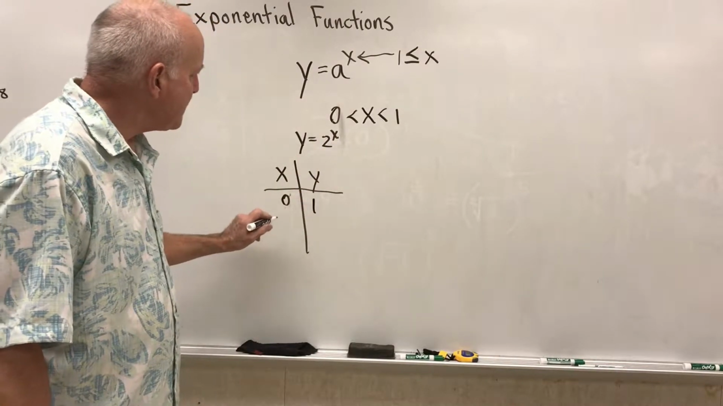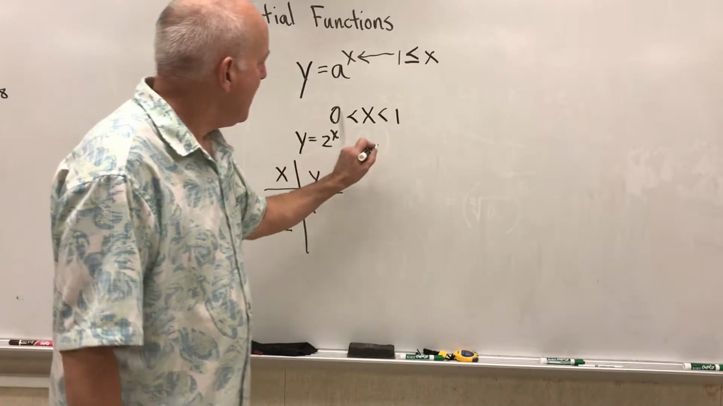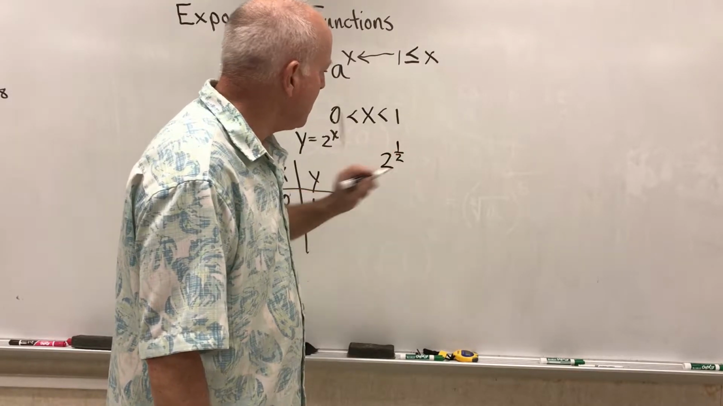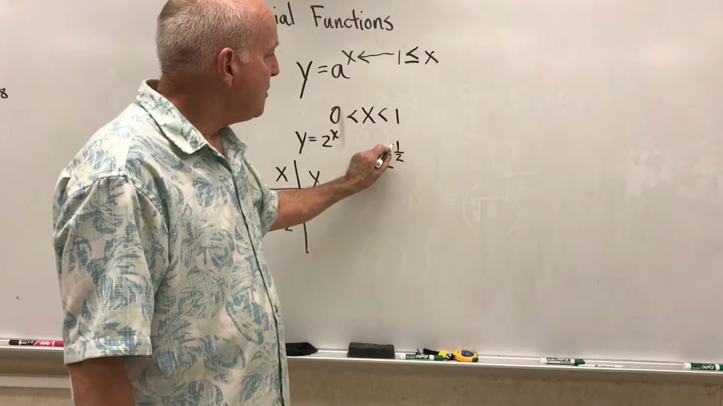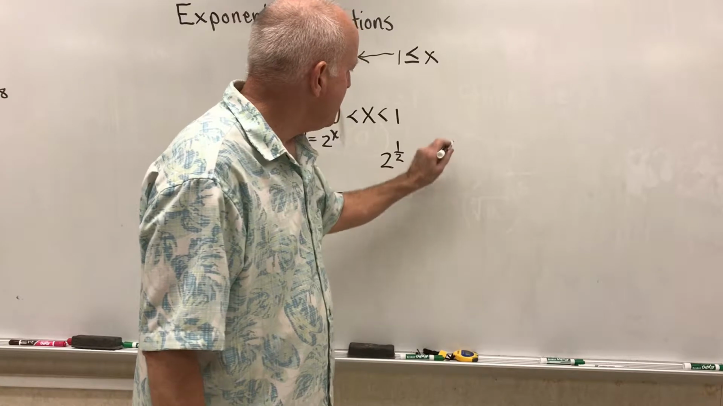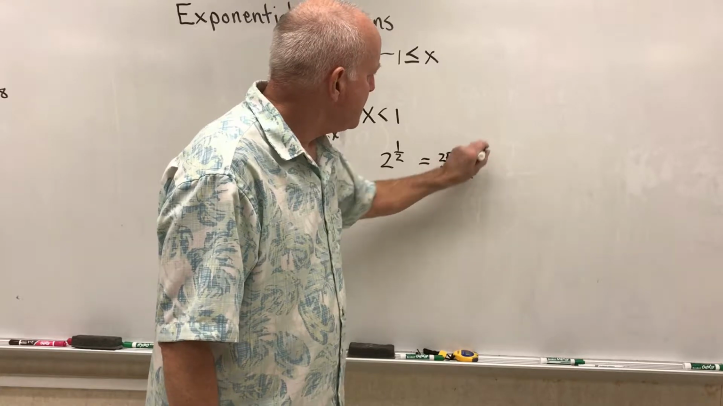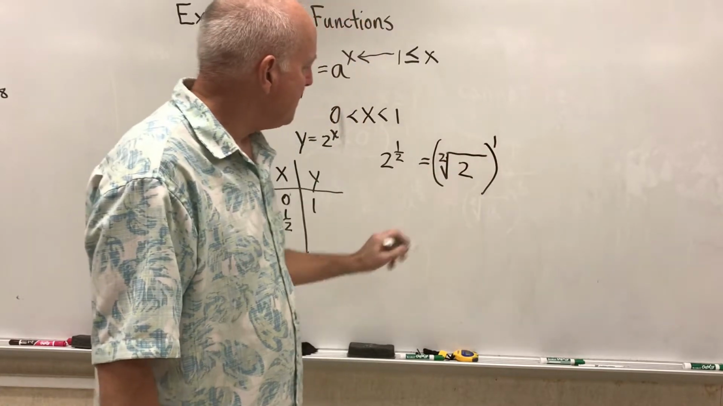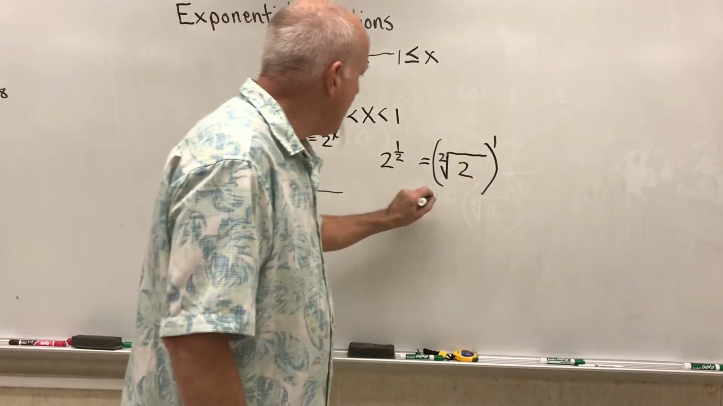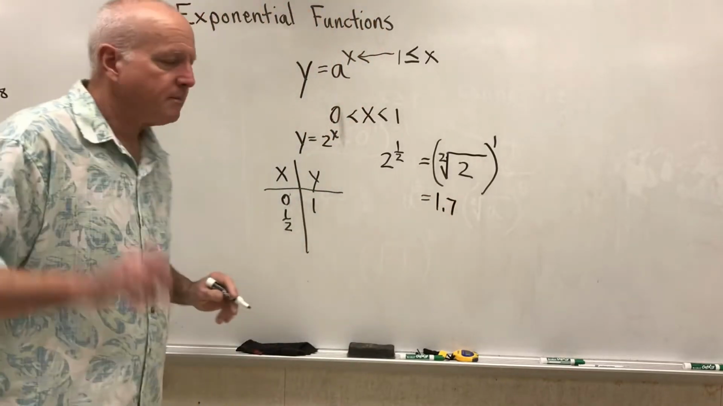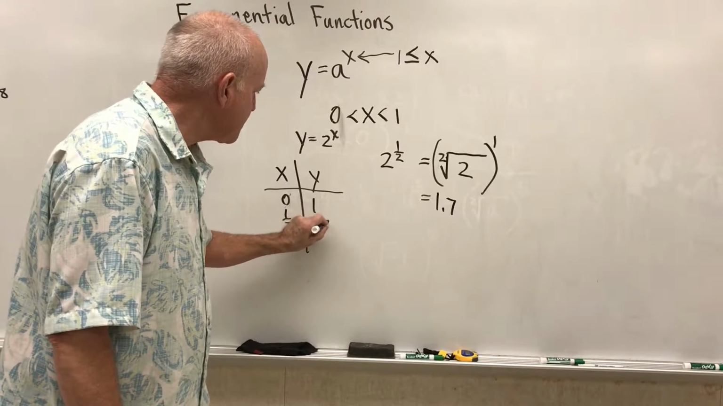So now when x is 1/2, we've got 2 to the 1/2 power. Remember, when we have fractional powers, the denominator is the root, the numerator is the power. So this is equal to the square root of 2 raised to the first power. So it's identically the square root of 2. When we get our calculator out and do the square root of 2, we find that it's about 1.7. So when x is 1/2, this is 1.7.